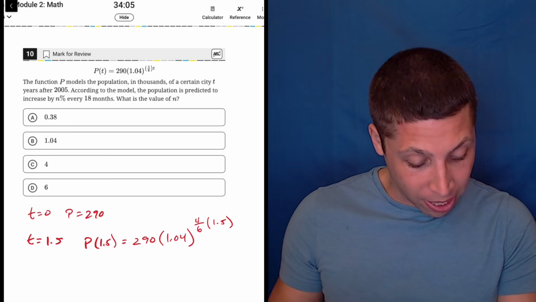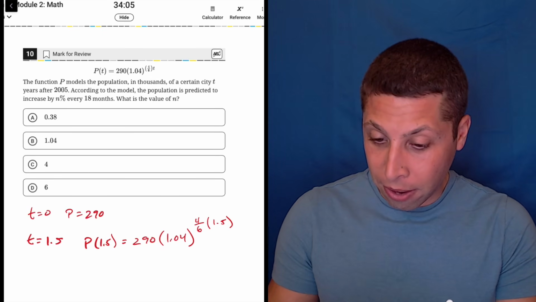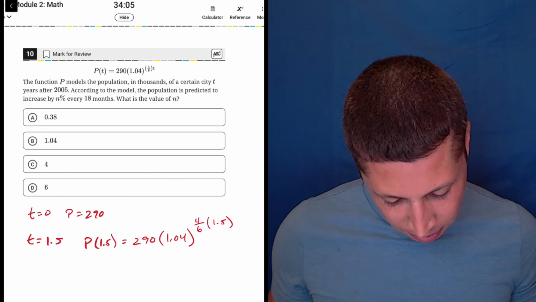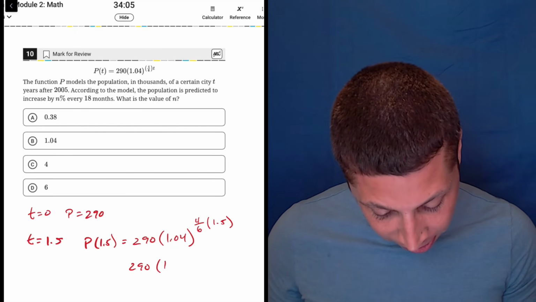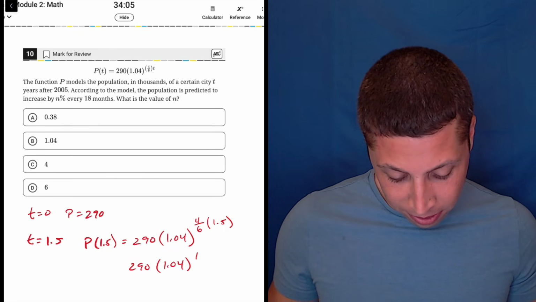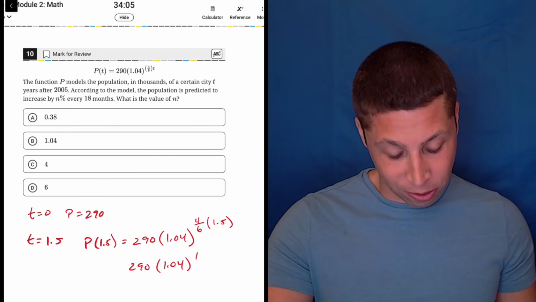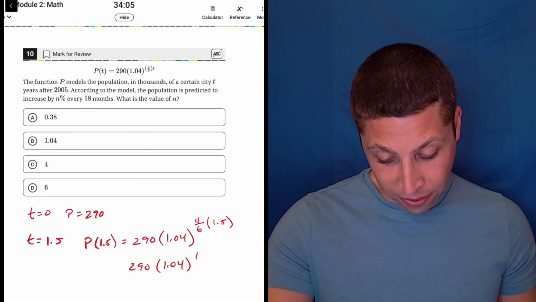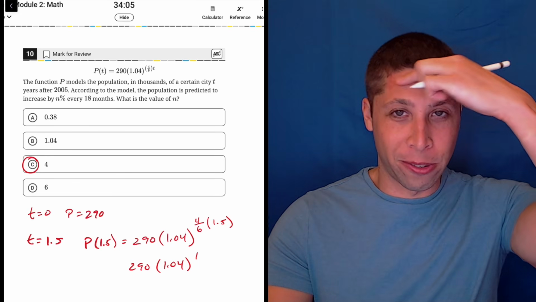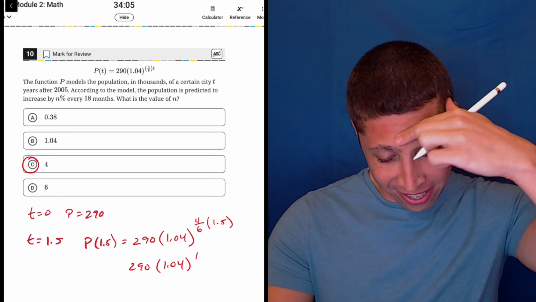Oh my gosh. So 4 times 1.5 is 6, divided by 6 is 1. 290 times 1.04 to the first. Could this really be it? It's 4%. What is the value of n? Let me think this through. This feels too easy. Did I make a mistake? Is this a trap?